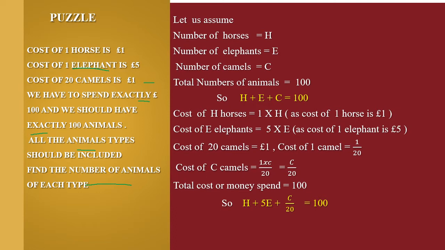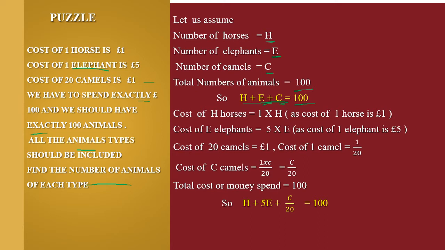Okay, so now we assume that the number of horses equals H, the number of elephants equals E, and the number of camels equals C. I have taken the first letter of the name of each animal so that it will be easy for us to understand. Now the total number of animals is 100, so we can form the first equation, which is H plus E plus C equals 100. That means the number of horses plus the number of elephants plus the number of camels is equal to 100.